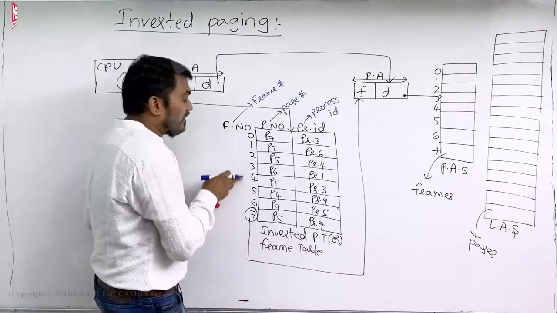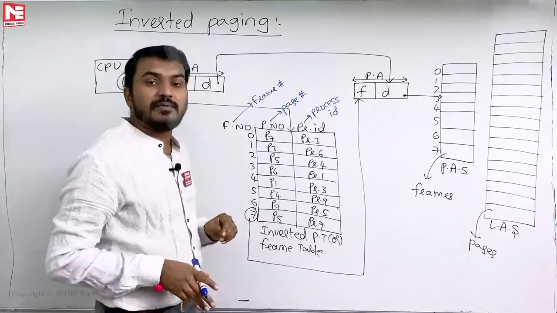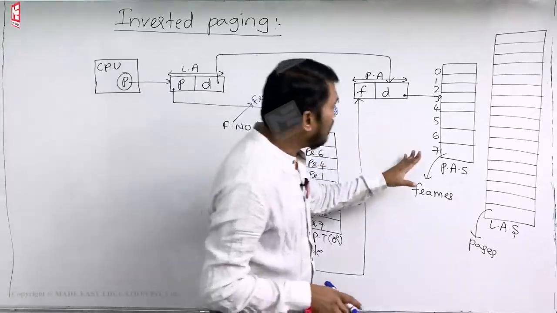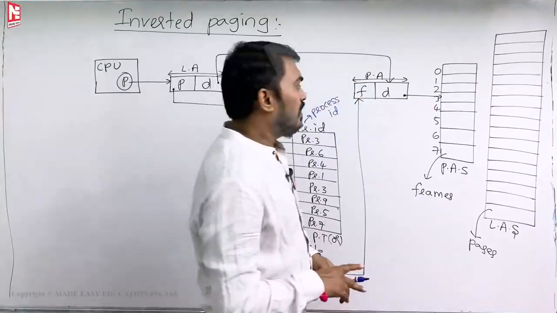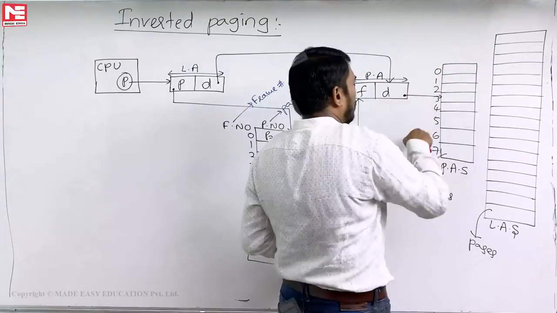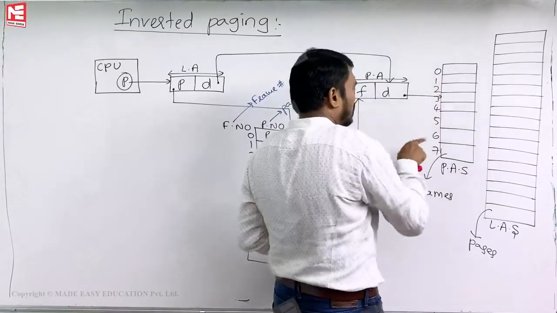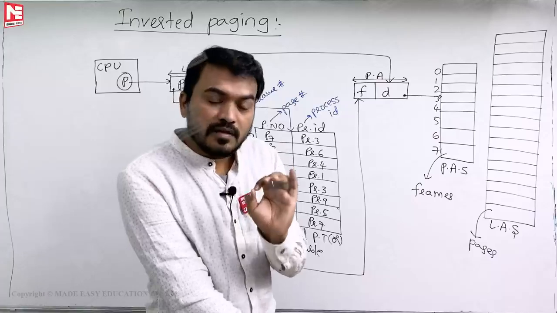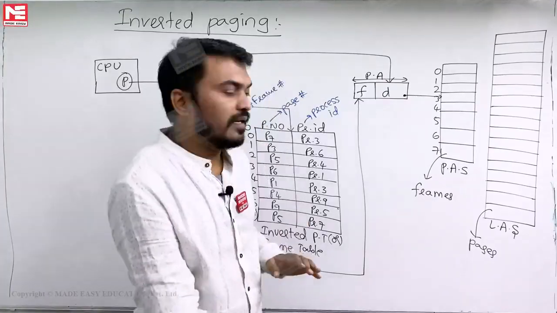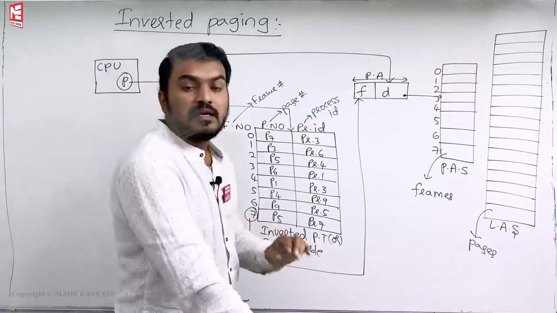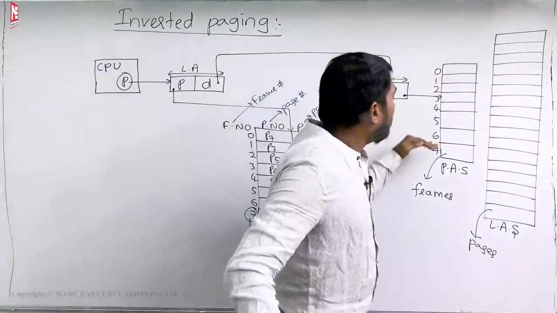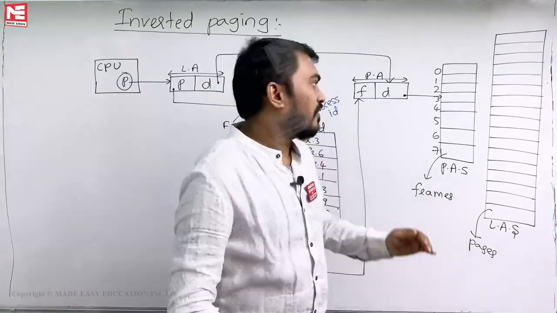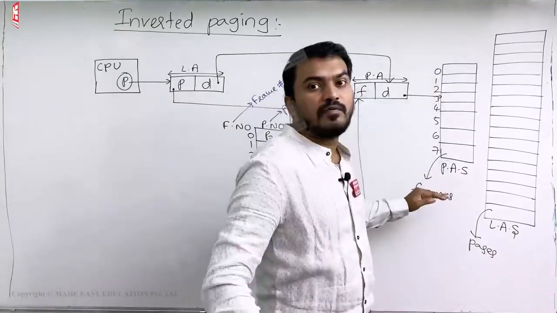Now remember, in total you have 8 entries. Why do you have 8 entries in the inverted page table? Because that is the same as the number of frames in the PAS. How many frames are there in the PAS here? Look at here, 0 to 7, total how many frames are there? 8 frames are there. So the number of entries in the inverted page table is the same as the number of frames in the PAS. Is that clear for everyone?